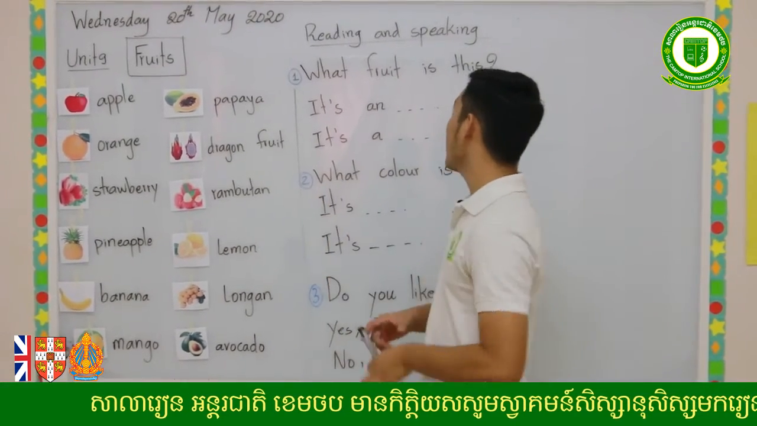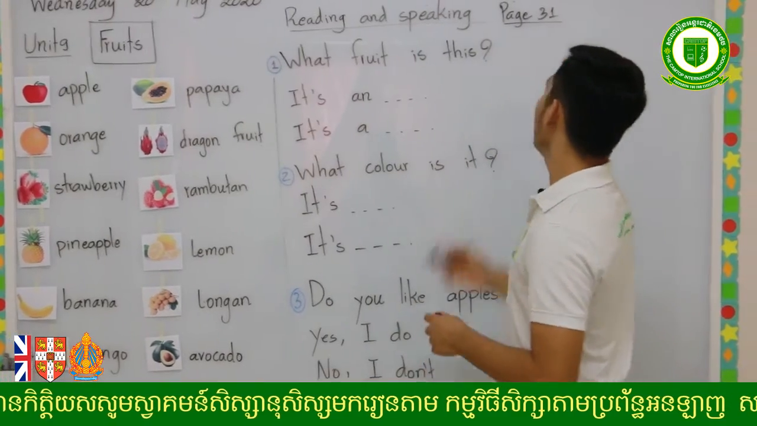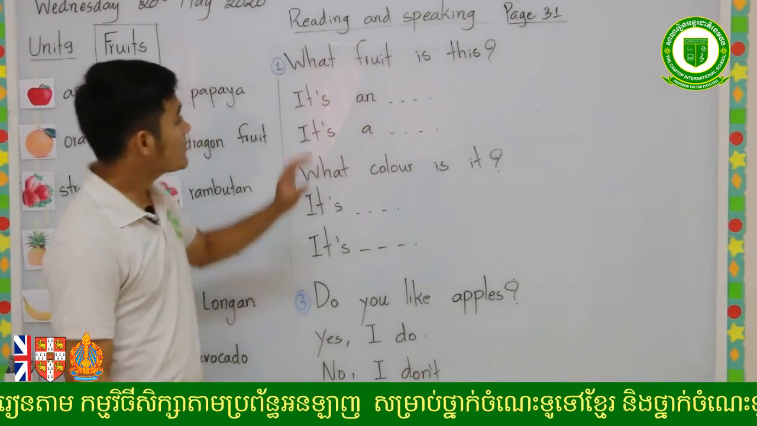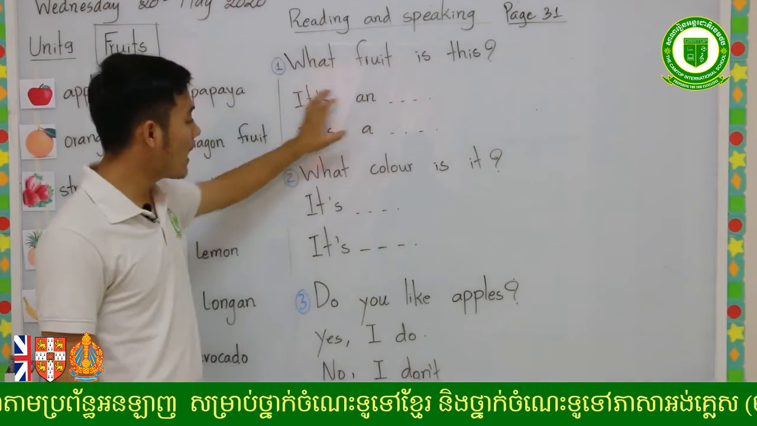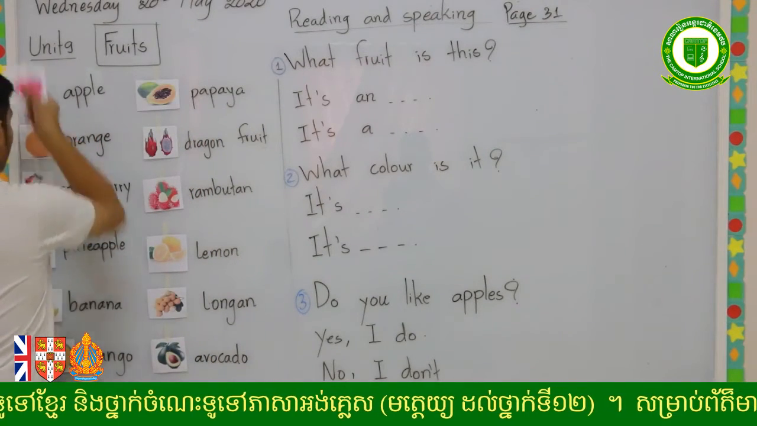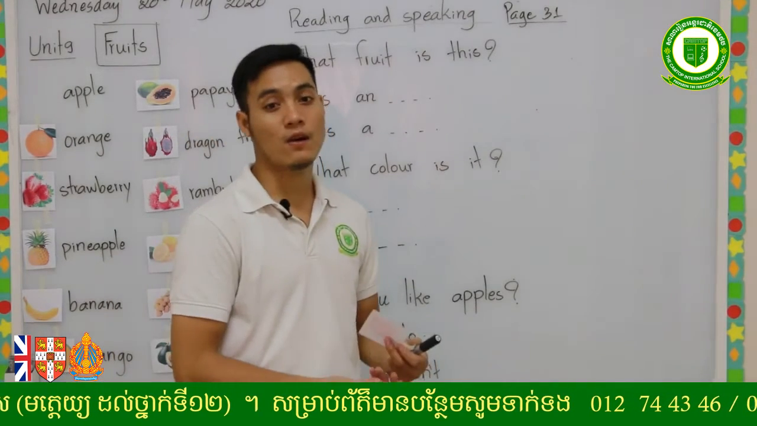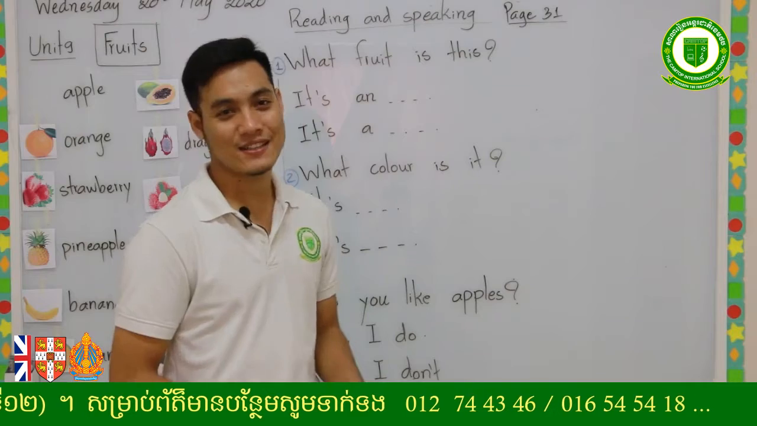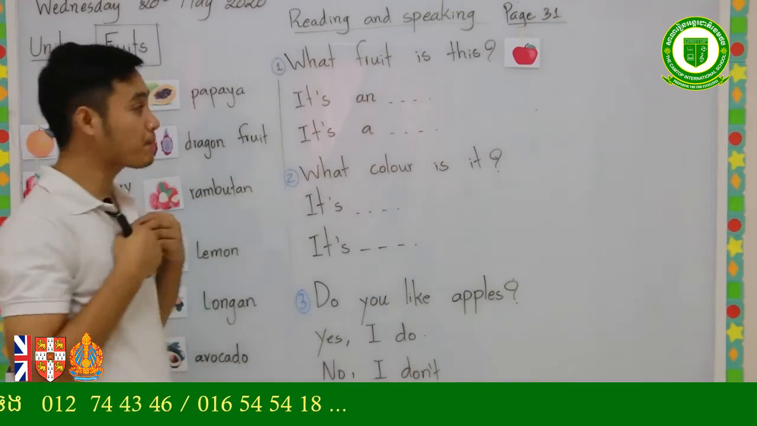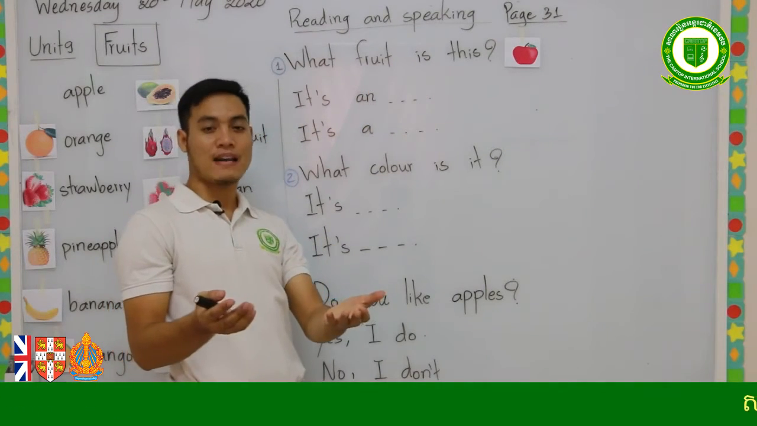So now let's go to our reading and our speaking on page 31. Okay, so we have three questions here, and I added some questions a bit different from your book. This is how you ask a question, and this is how you answer. For example, I have a fruit and I don't know what its name is in English, so I will ask one of my classmates or friends. I will ask, hey, what fruit is this?